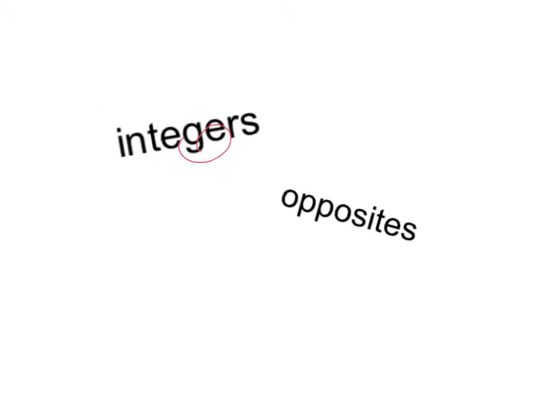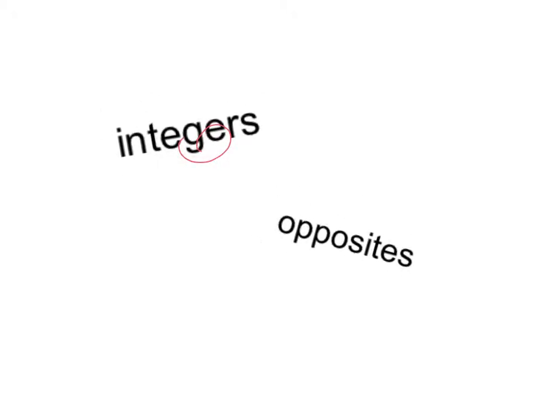The two terms you need to define in this video are integers and opposites. When you see them in the video, be sure to pause the video and label that section of your notes as terms or vocabulary.